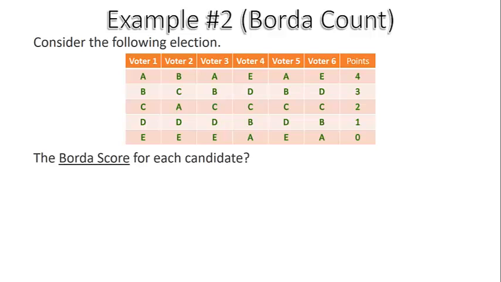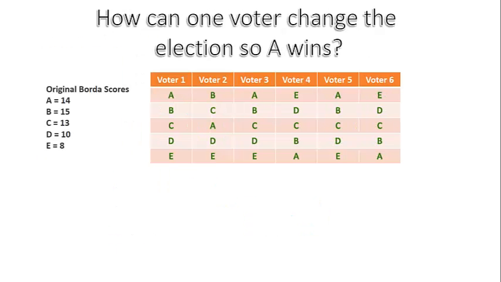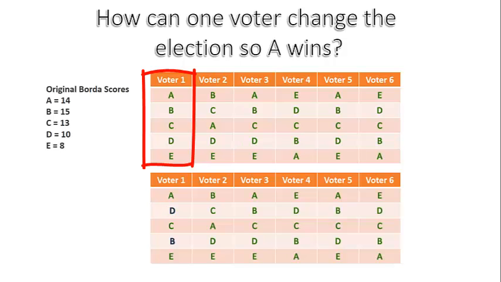Here's another quick example, again using the Borda count. Here we have 6 voters choosing between 5 candidates, A through E. We compute the Borda score for each candidate. And because candidate B has the highest score, candidate B would win. Okay, but is it possible for one of these voters to change the election so that candidate A wins? We're going to focus on voter 1, since voter 1 has candidate A as their top choice.